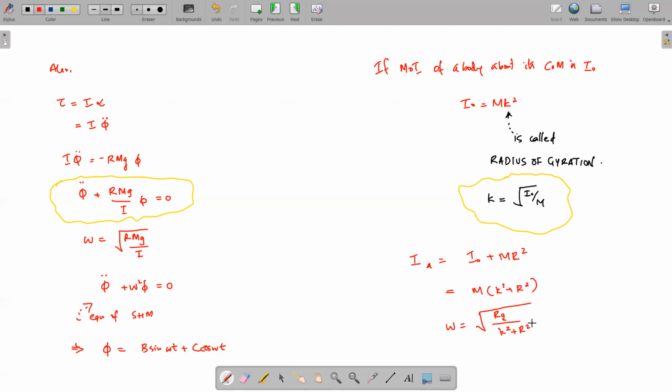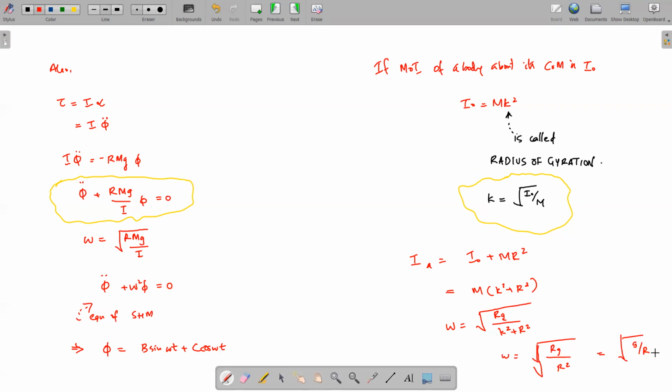If a simple pendulum is the case we are taking, one thing we know is that the center of mass is at a distance L, right? Meaning that here k will be 0. When k is 0, in this equation omega will be equal to root of R g divided by R square. Further, if we write the equation, omega is equal to root of g by R, as R gets cancelled.